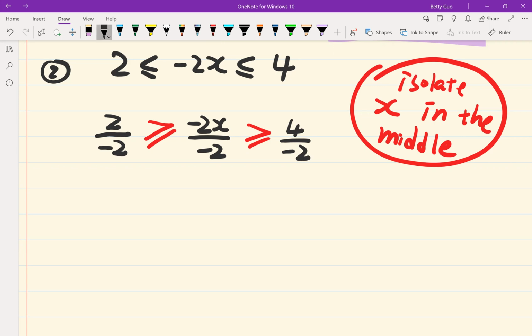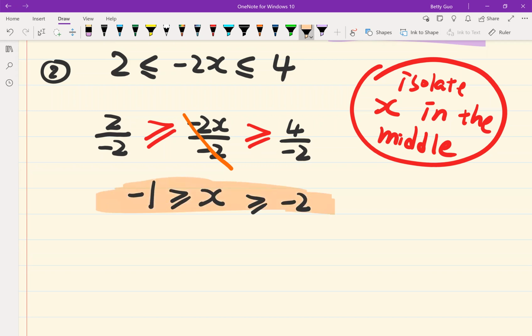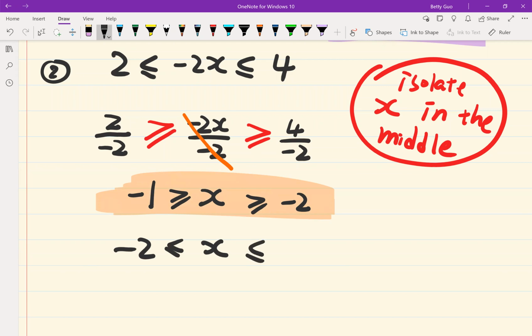All right, after this, because -2 cancels -2, in the middle we have the x right now. On the right-hand side, what is 4 divided by -2? -2, right? On the left, what is 2 divided by -2? -1. So now I'm gonna write this inequality in a different way: bigger than or equal to -2 and less than or equal to -1.